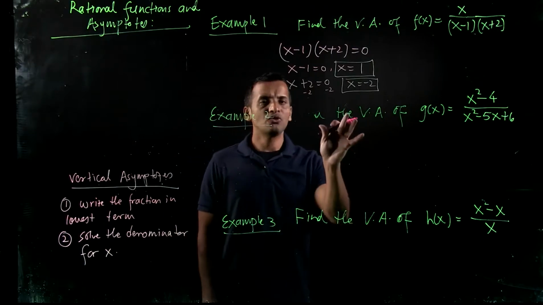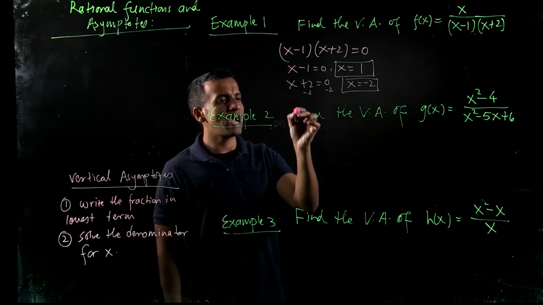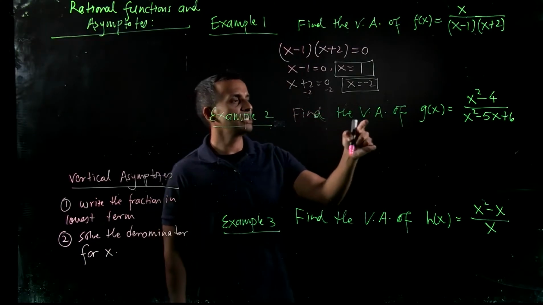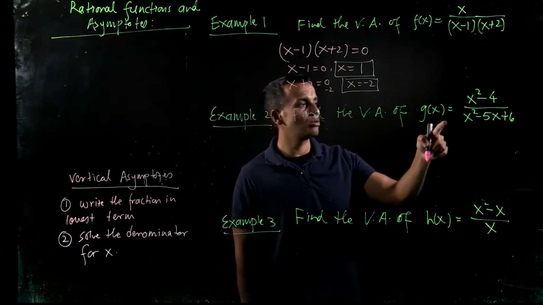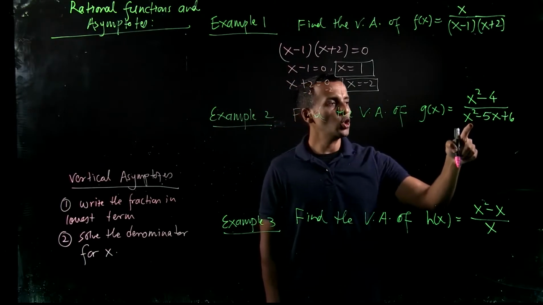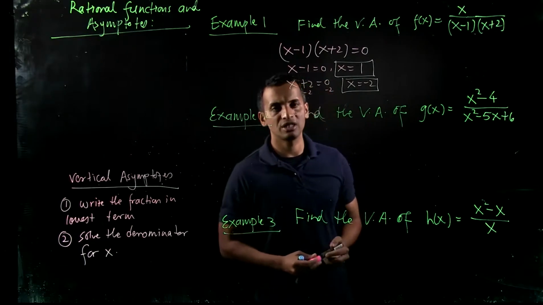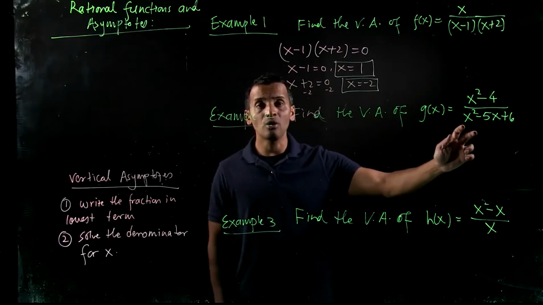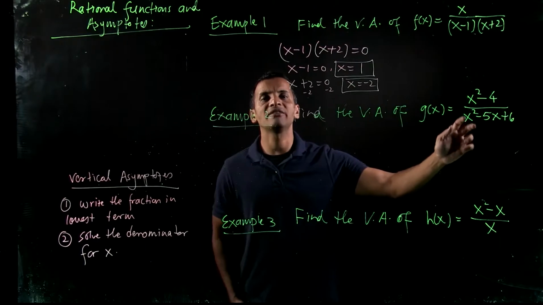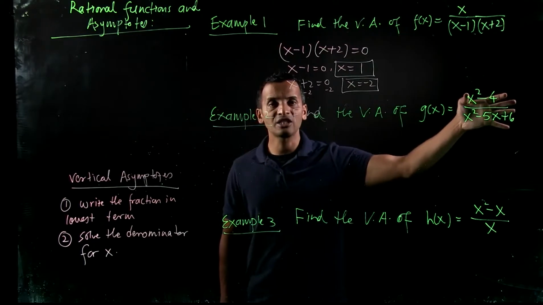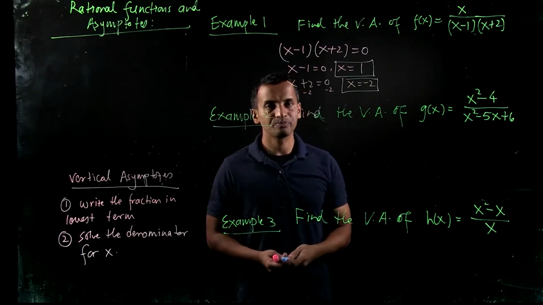Alright? So for the second example, you want to find the vertical asymptote for g(x) equals x squared minus 4 over x squared minus 5x plus 6. So is this the lowest form? We don't know yet, because you need to find the factors first. So what are the factors of the top? What are the factors of the bottom?